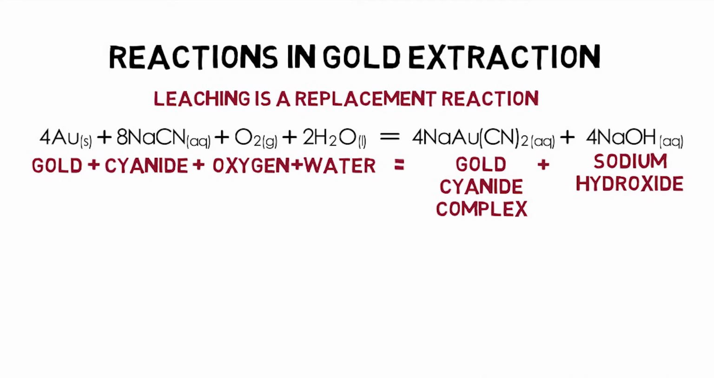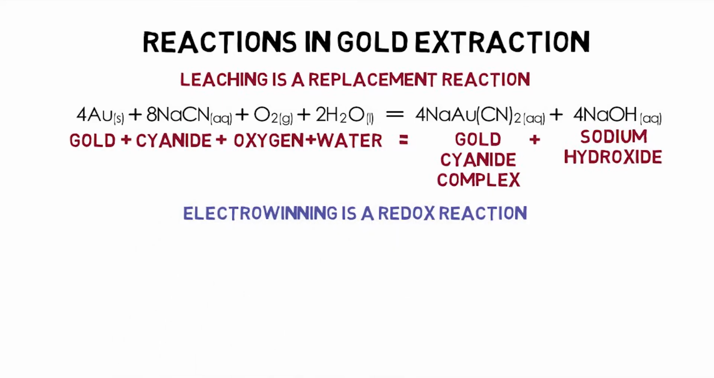So to keep the process going, we have to keep the pH of the leaching tanks at about 10.2, which is quite high. That way we're making sure that no other unwanted side reactions are happening. So you've now got your gold in solution and in those cyanide complexes.